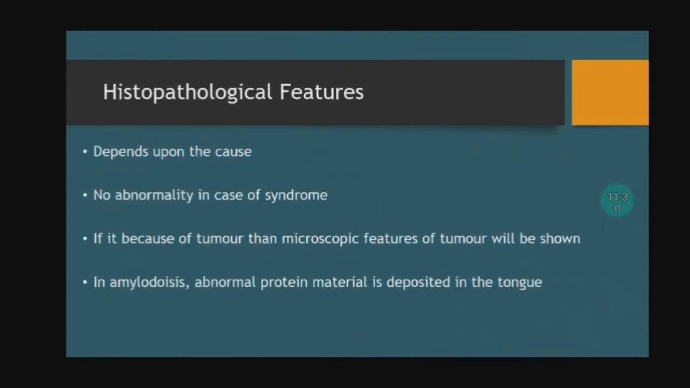Its histopathological features depend upon the cause. No abnormality in case of syndrome. If it is because of a tumor, then microscopic features of the tumor will be shown. In amyloidosis, abnormal protein material is deposited in the tongue.